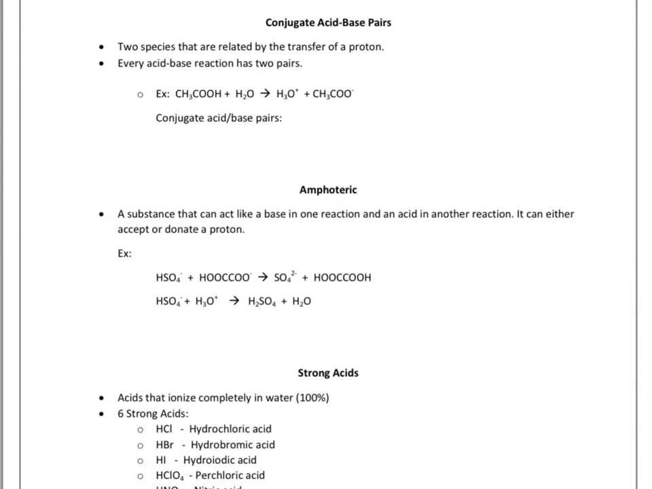This brings us to the concept of conjugate acid-base pairs. Conjugate acid-base pairs are two species that are related by the transfer of a proton. That is, conjugate acid-base pairs are any two species which differ only by an H+ charge. Every acid-base reaction has two pairs. Let us look at the example of acetic acid reacting with water.